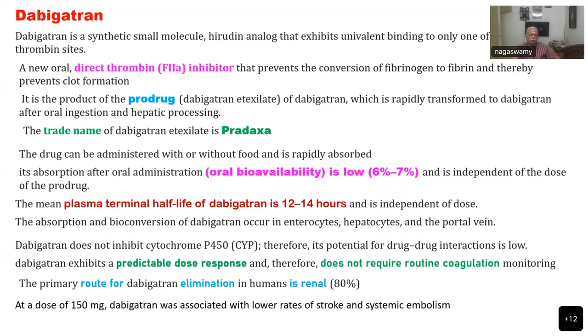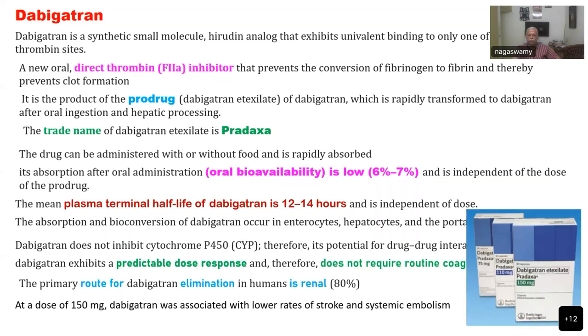And a dose of 150 milligram is associated with lower rates of stroke and systemic embolism. So for people who have a tendency for cerebral thromboembolism and systemic embolism, the dose of 150 milligram is quite effective. So this is how the drug is presented. We can see there are three different preparations: 75 milligram, 110 milligram, and 150 milligrams.